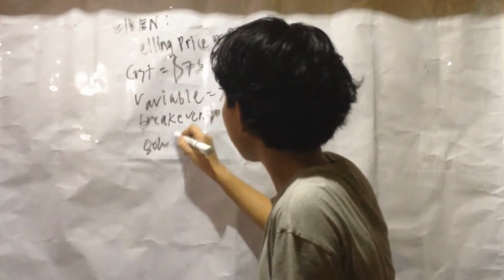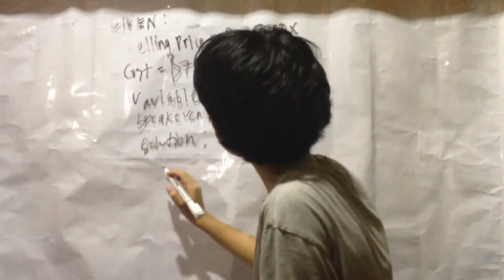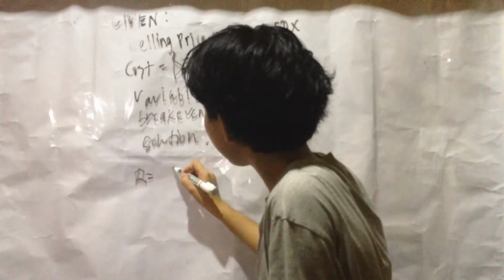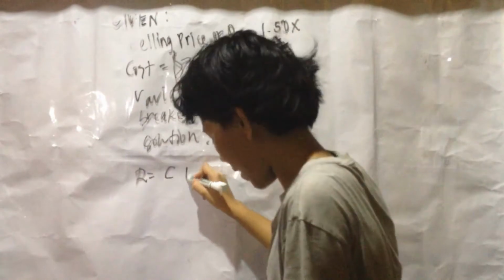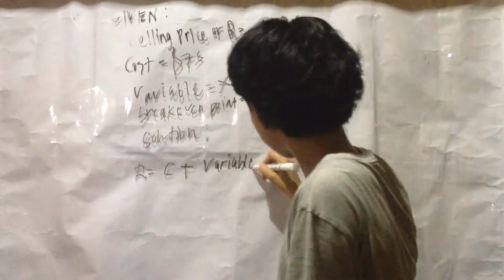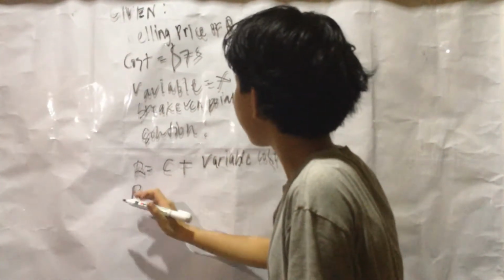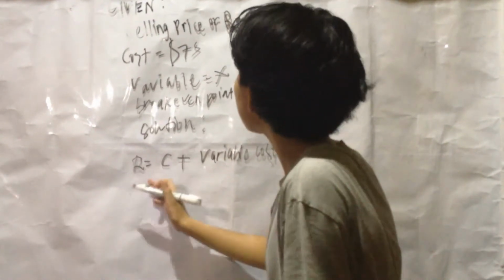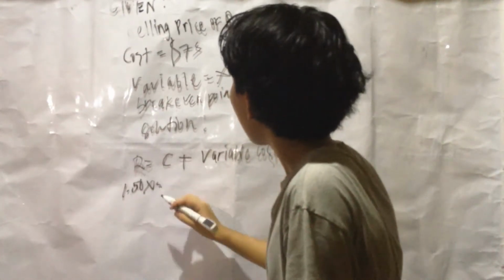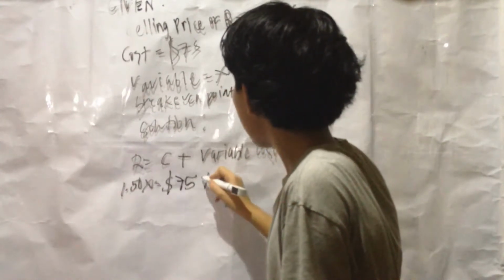Tapos, solution. Ngayon, para makuha yung break-even, ang formula niya is R is equals to cost price plus variable cost. Yun, R is equals to, yung R natin is 1.50x. Ang cost naman, $75. Plus natin sa x.